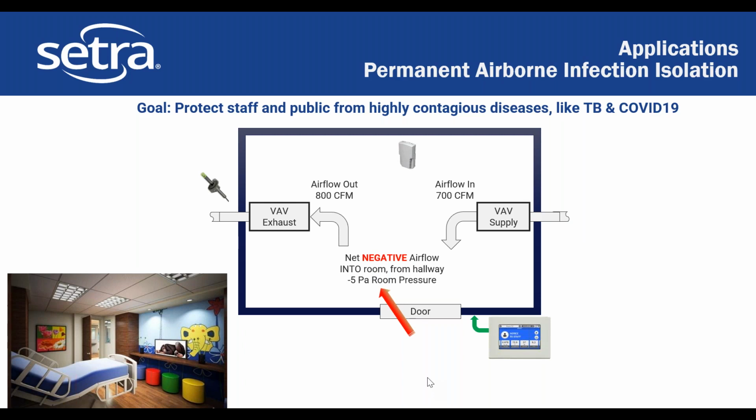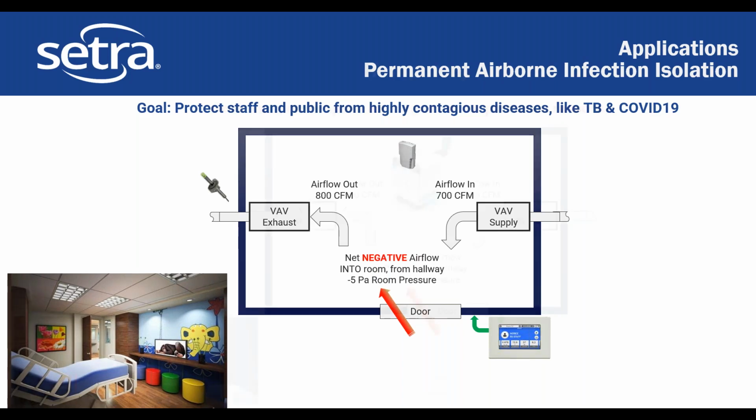But generally it's 5, and ASHRAE does recommend in most spaces not to go above 7.5. The primary reason for that is that if you go above 7.5, there is a potential to actually damage the seal on the room that helps make that pressure.